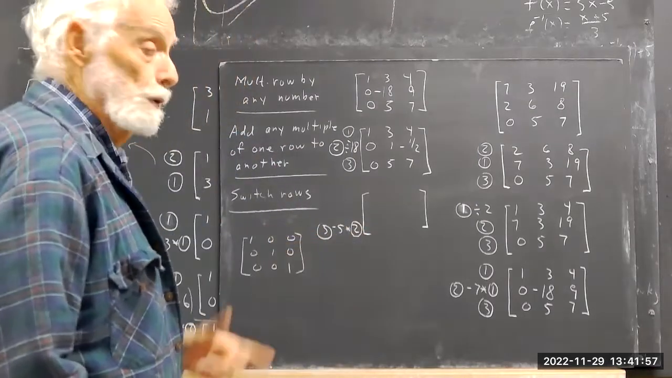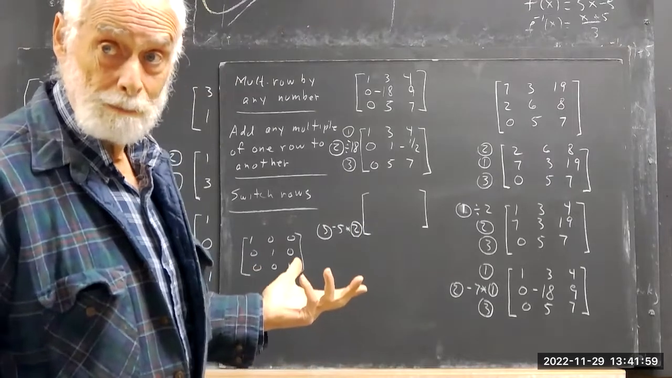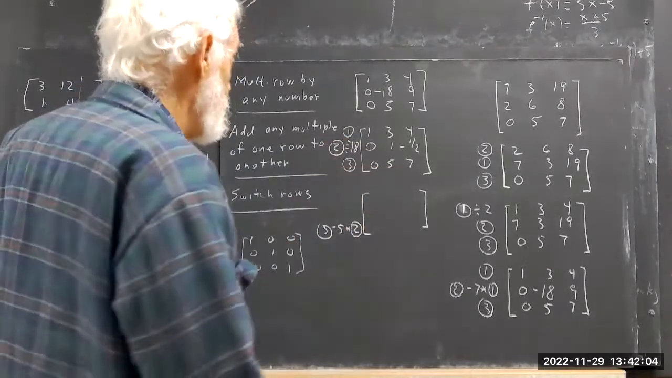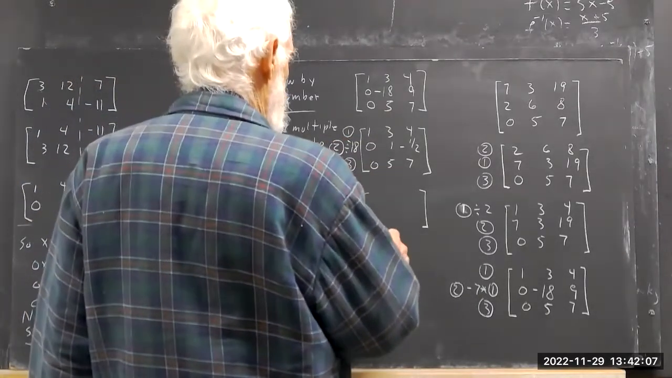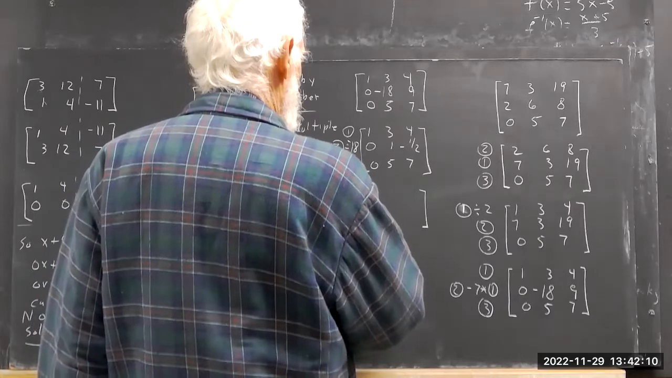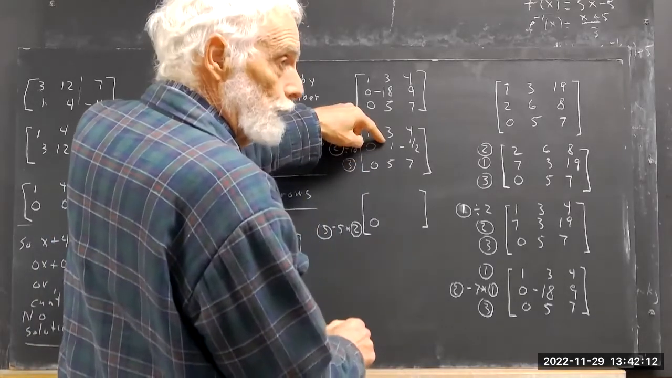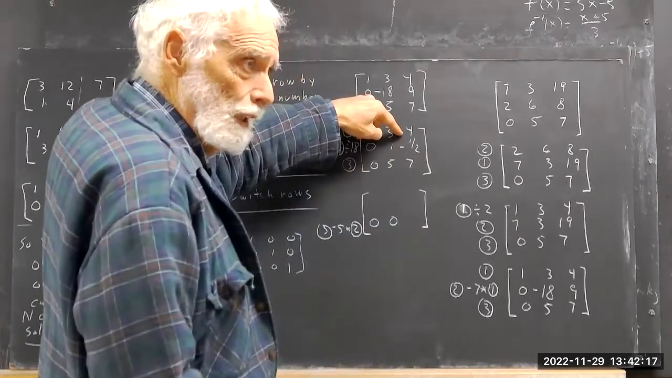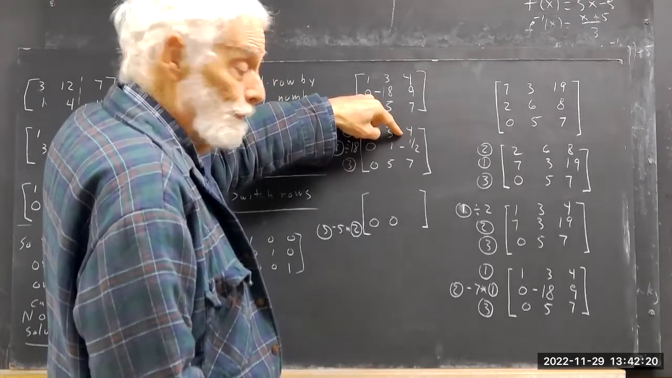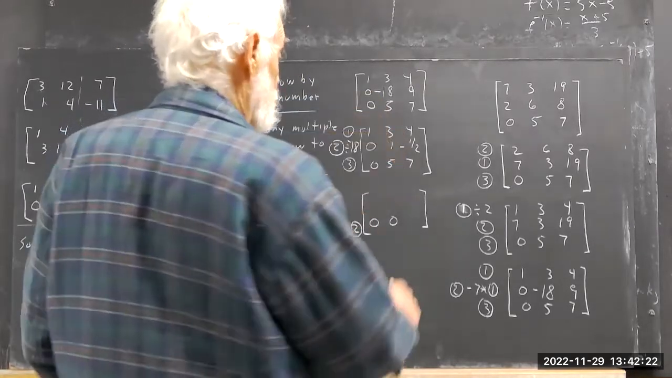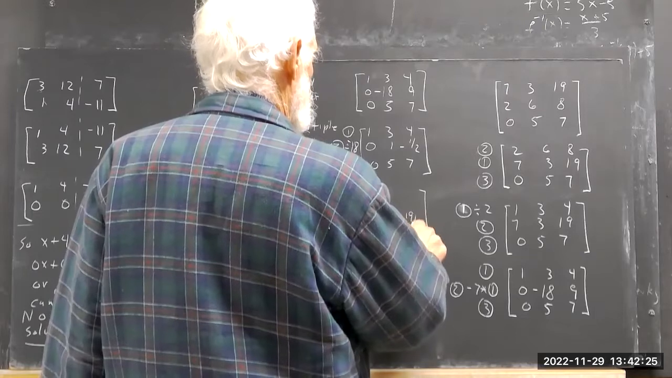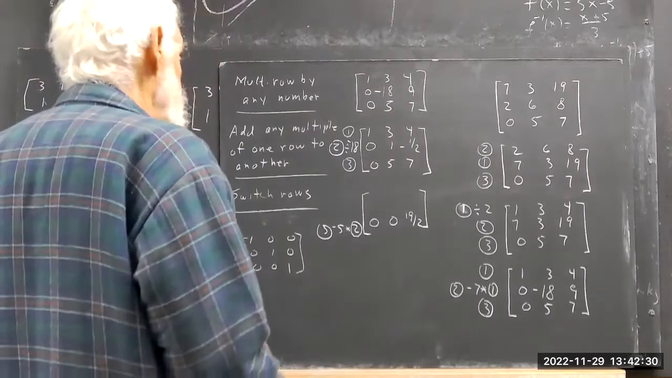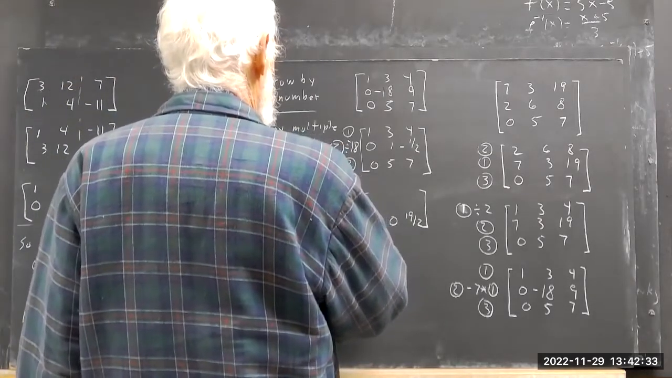Minus 5 times row 2. Make sense? So do this minus 5 times this, I'm going to get 0. So let's just do that. Negative 5 times 1 is negative 5 added to 5. Yep, that gives us 0. Negative 5 times negative 1/2 is positive 5/2. 7 is 14/2. That's 19/2. Okay. Second row, I'm not going to mess with.